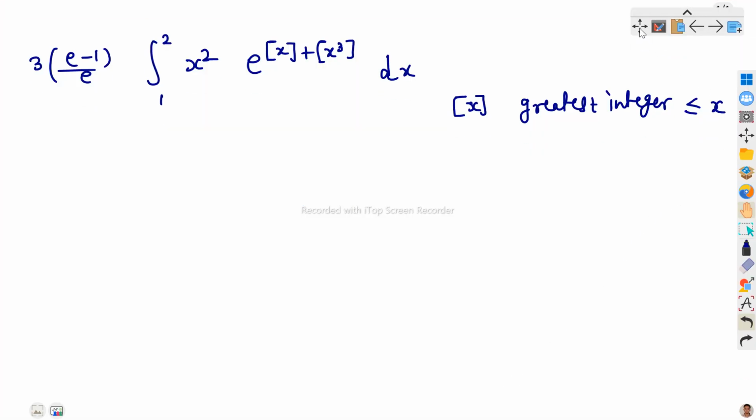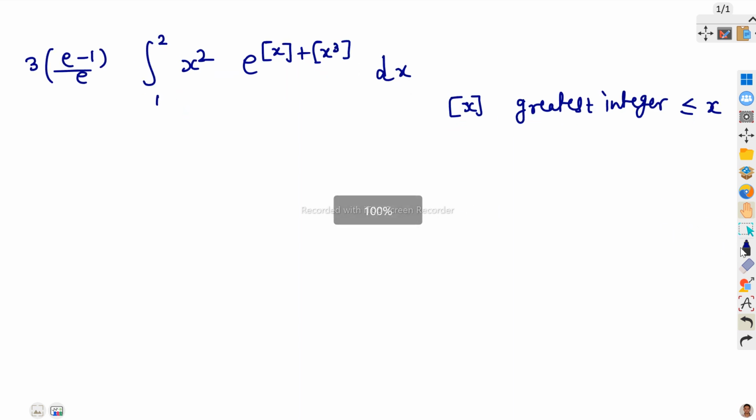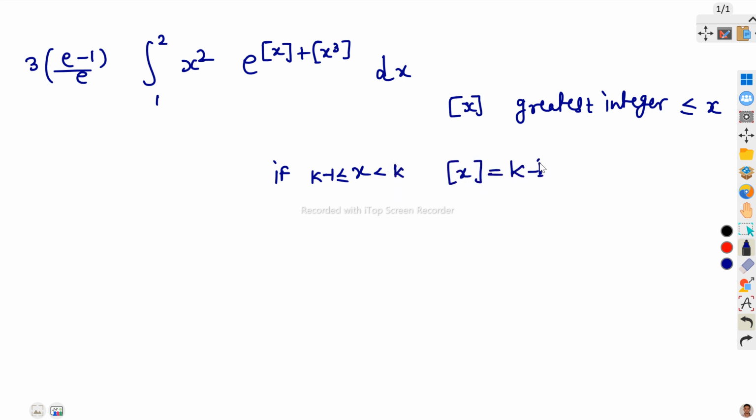First of all, we know that if x lies between k − 1 and k, then bracket of x is equal to k − 1. So here, x lies between 1 and 2, so bracket of x is equal to 1. So we can replace this bracket of x by 1.